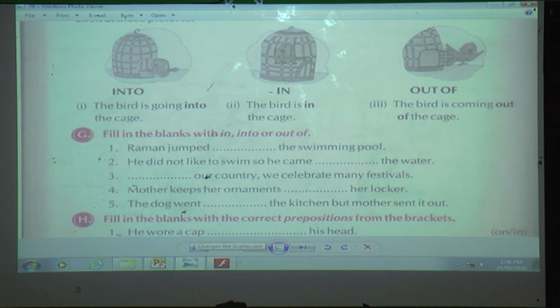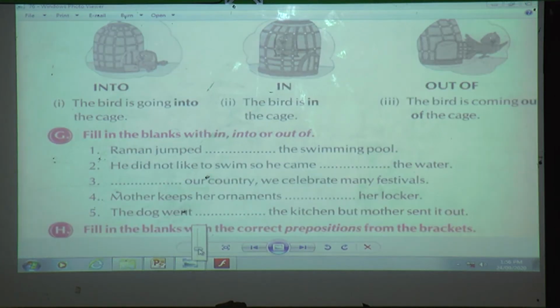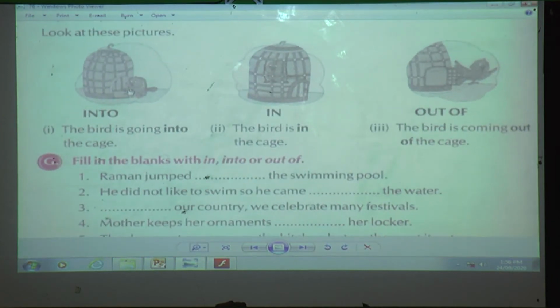I hope that you have turned to page number 76 of the same lesson number 22. Okay, can you see the bird cage? Now here, if you see, what is the bird doing? It is going into the cage. And if you see this image, what can you see? The bird is already in the cage.